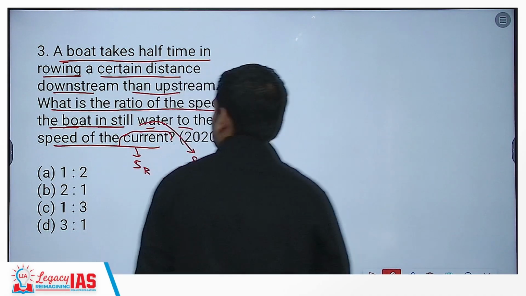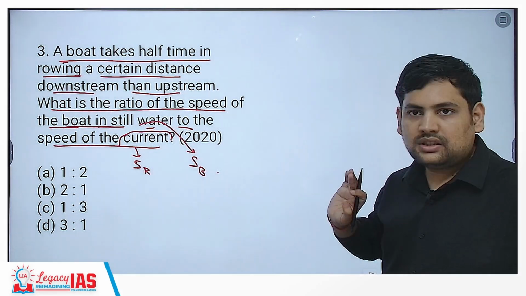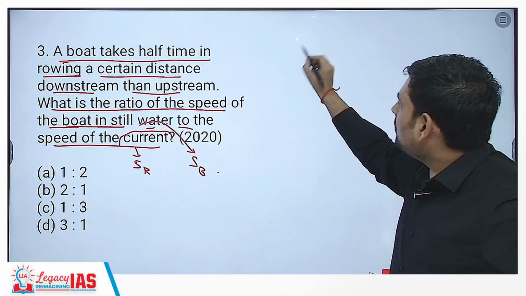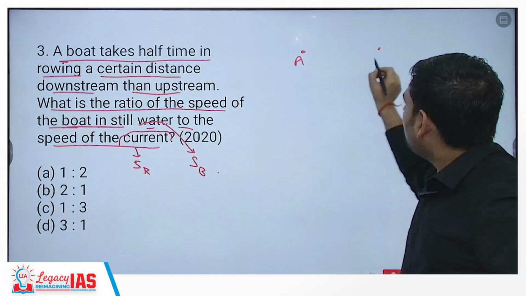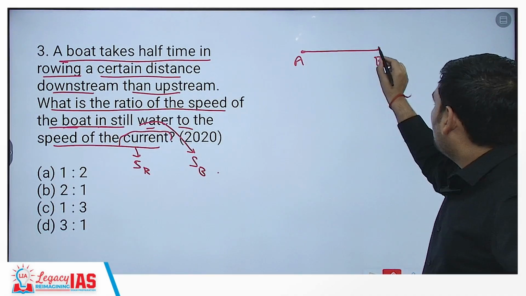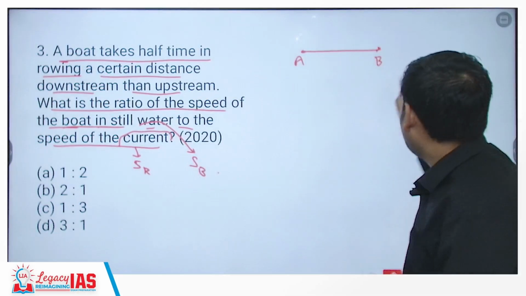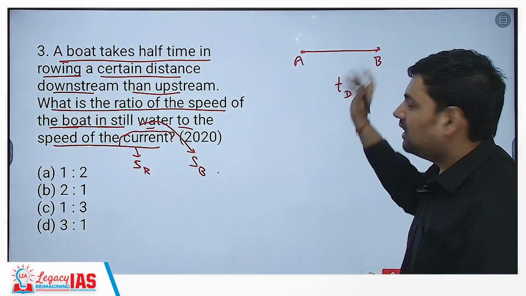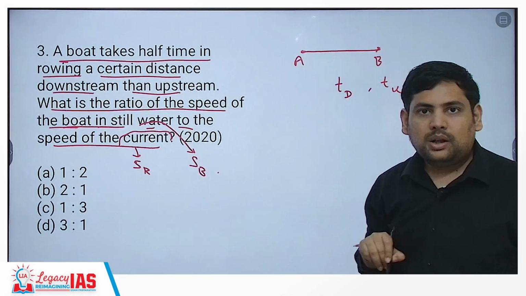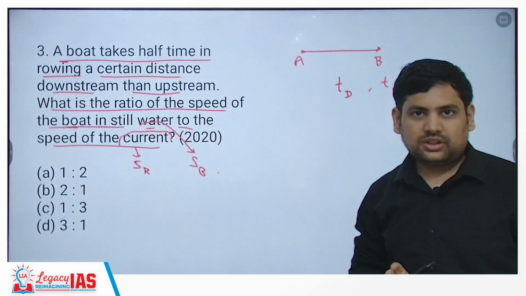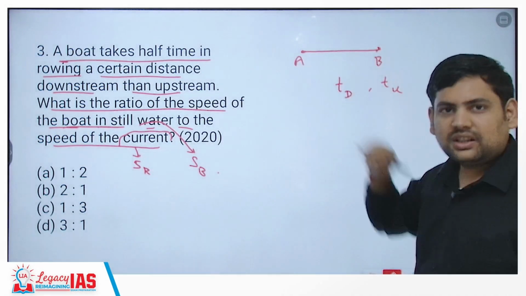Now, boat takes half time in rowing a certain distance downstream. So, now, see, distance is same. So, from A to B it is going. Now, while going from A to B downstream, it is taking some time. Okay, so that is T downstream. While coming up, it is taking some time, which is T upstream. Now, if distance is constant between them, that is A to B distance is same. If you are going from A to B or B to A, the distance is same.